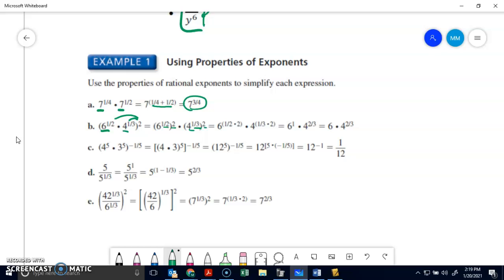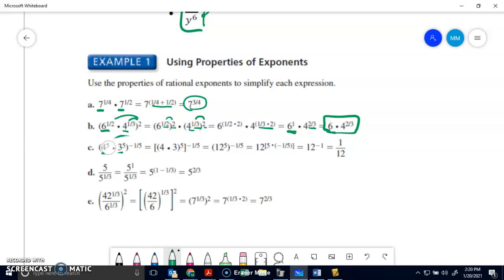Power to a power, you multiply. 1/2 times 2 is 6 to the first. 1/3 times 2 is 2/3. So 6 to the first, or 6, times 4 to the 2/3. Nothing else I can do to simplify. Once again, the bases are different. The radicands are different. So I'm going to raise a power to a power. They're going to multiply. 5 times negative 1/5 is going to become negative 1.